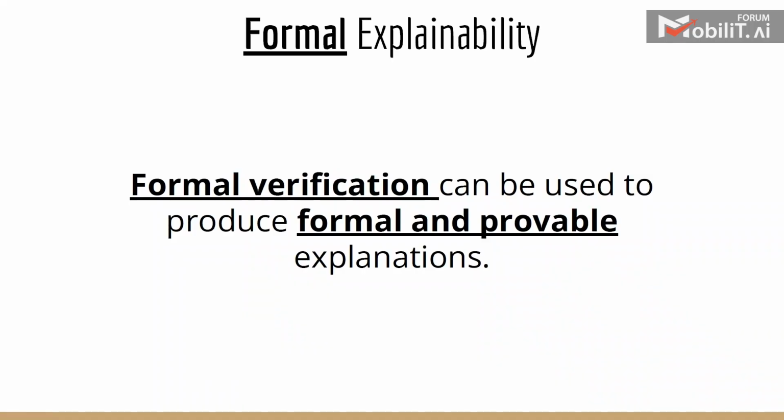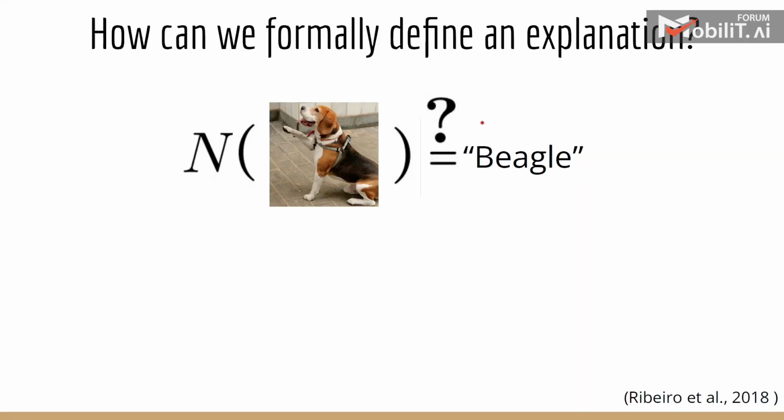And formal verification can be used in order to produce formal and provable explanations. This is also a subfield that is developing by itself, and I will talk a little bit about this as well. So first we need to ask, how can we even formally define an explanation? Of course this is a big open question, but I'll talk about a few different options on how we can define an explanation.